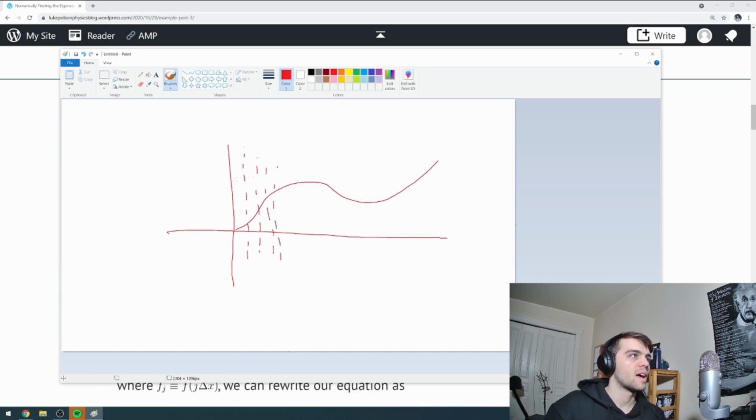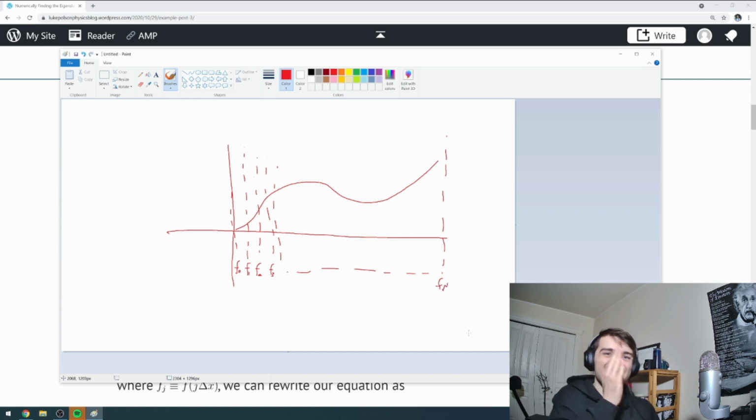Right? And maybe here as well. And I might call the first point f underscore 0, the second point f underscore 1, f underscore 2, f underscore 3, all the way up to maybe the last point here, f underscore n. So I have a grid now of f0 to fn of many discrete points. And I can write a differential equation in terms of these points.